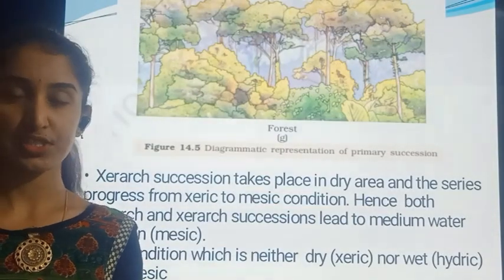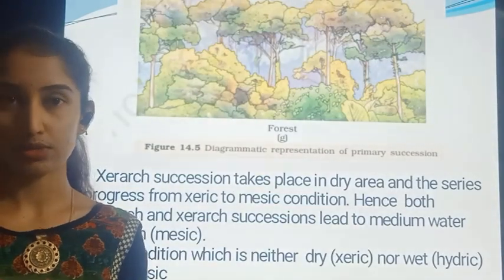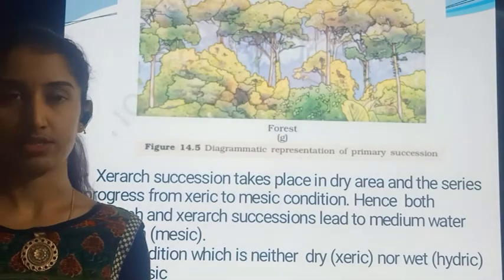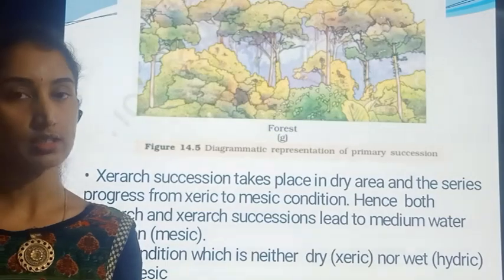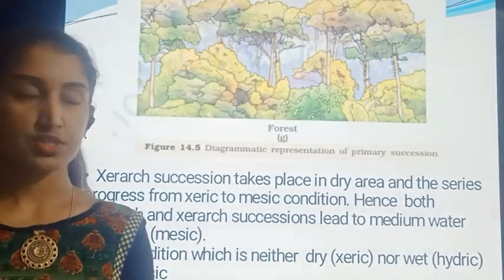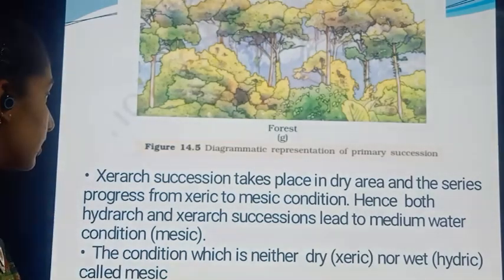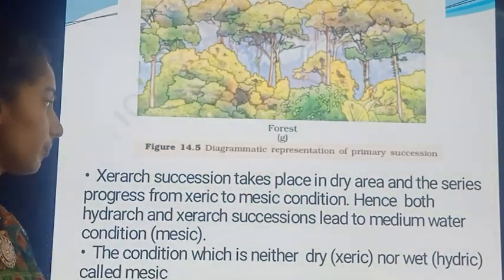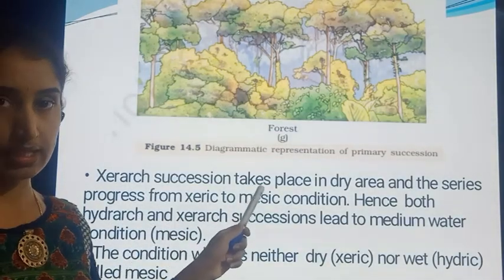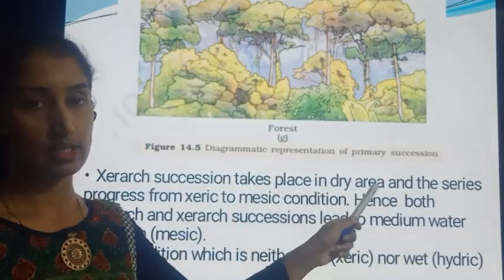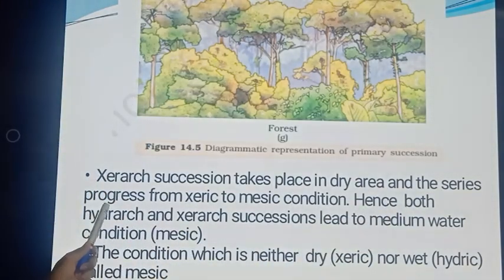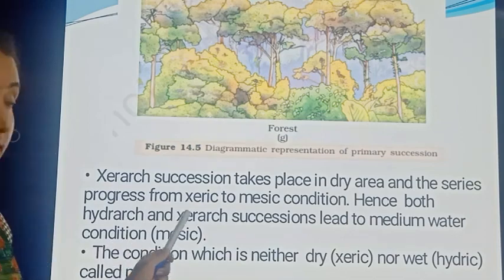In the previous session, we were discussing succession and types of succession such as primary and secondary succession. In today's session, we shall discuss xeric succession. Xeric succession takes place in dry conditions or in a dry area, and the series of progress goes from xeric to mesic condition.